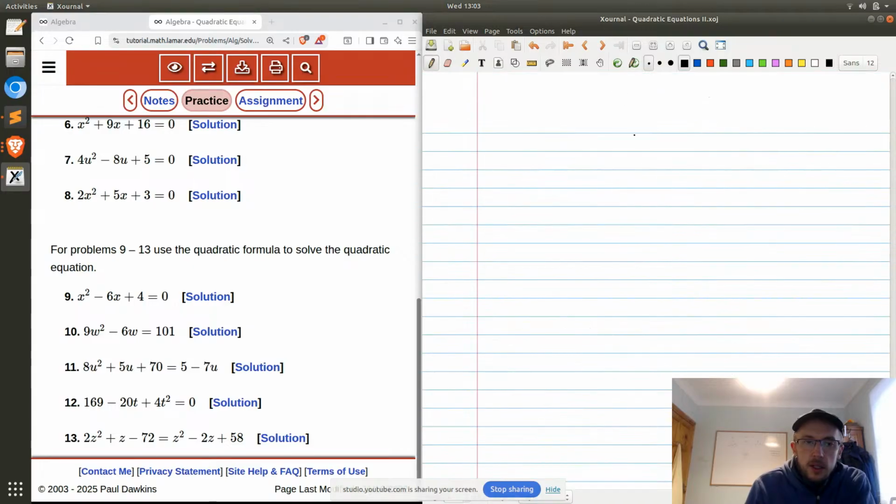Next problem. Z squared plus 3z minus 130 equals 0. Now we know ahead of time that this is how you can get the solution by factoring. But we must check by the QF, the quadratic formula.